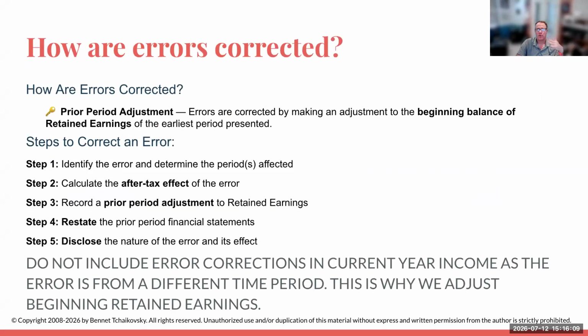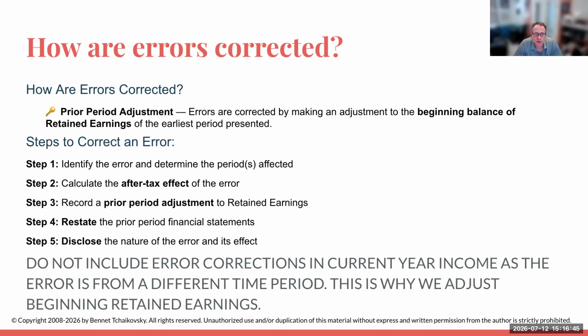So how are these errors corrected? You can have a prior period adjustment, and basically errors are corrected by making an adjustment to the beginning balance of retained earnings for the earliest period presented. So again, you don't want to put an error into the current period. Rather, what you're trying to do is say, all right, what's the current year impact on this? And we'll go through some examples that better explain it than the word salad I just gave you.